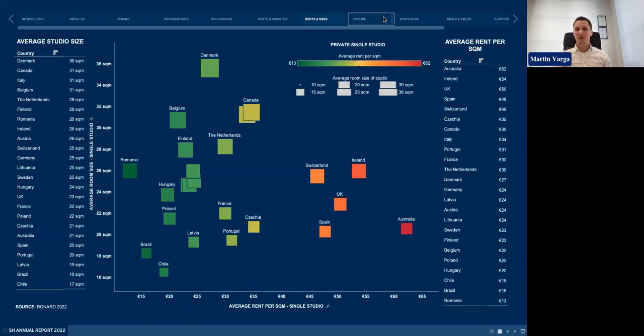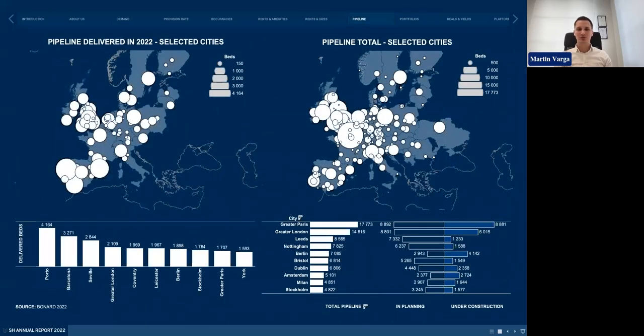And how is the pipeline active across the different jurisdictions? So here we have comparisons of what was delivered in 2022 and what is still in the pipeline. Firstly, I'm going to focus on the graph on the left side. Within the top 10 cities in terms of the stock increase, it indeed included traditional destinations such as London and Paris, but moreover, we see that the bigger pipeline has been in Porto, Barcelona, and Sevilla, which reflected the increased development activities in Iberia, which started in 2019 and 2020.